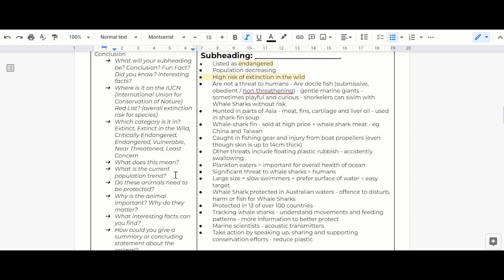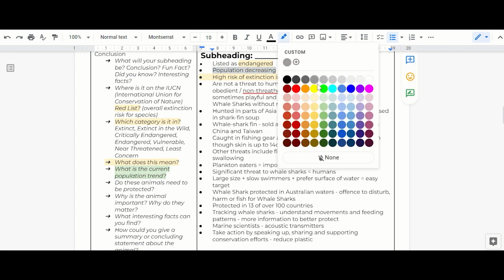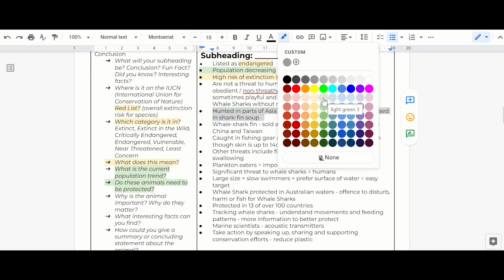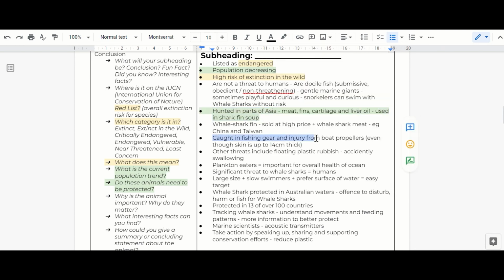What is the current population trend? It's decreasing. Do these animals need to be protected? Yes. Okay, now why? If they need to be protected, then why? Why do they need to be protected? Because they're hunted in parts of Asia, because they get caught in fishing gear, and because there are other threats like floating plastic.